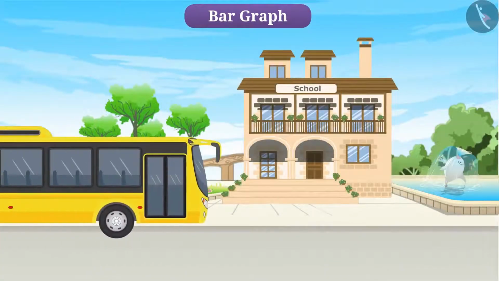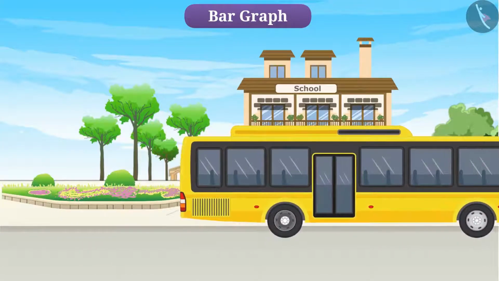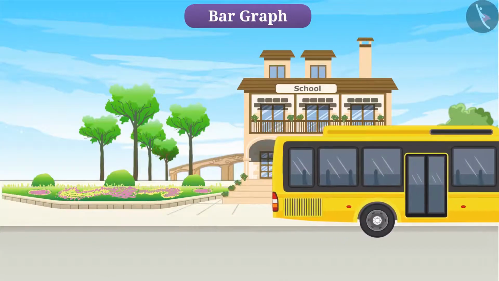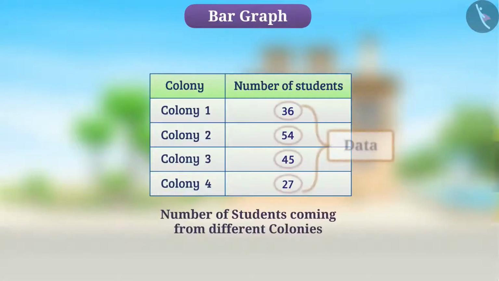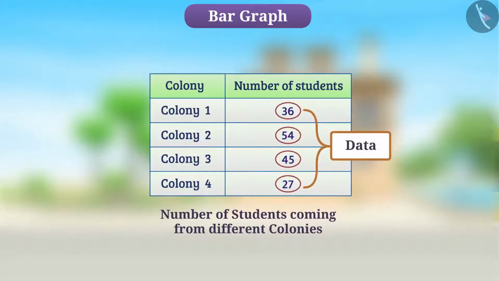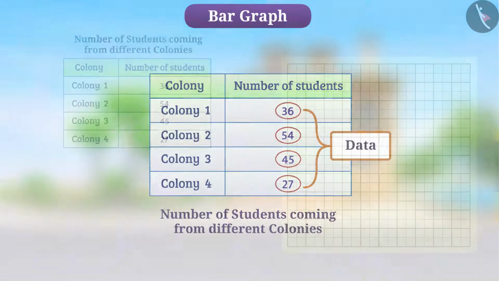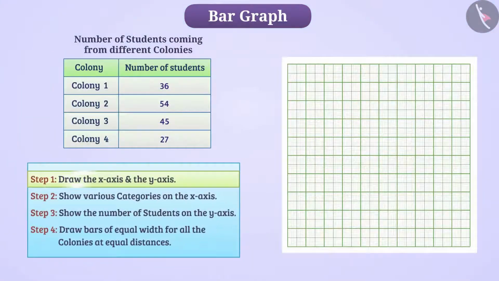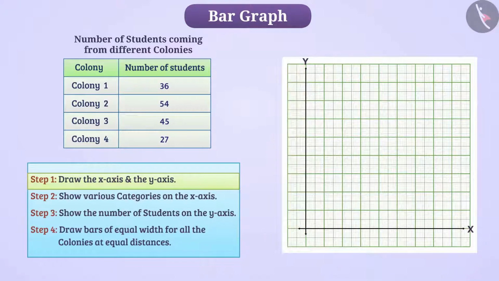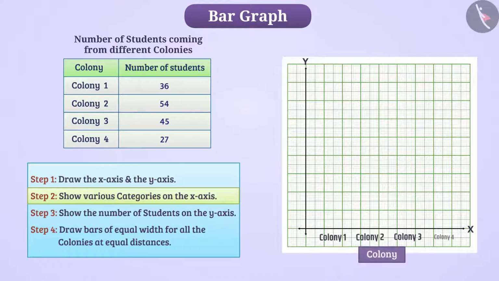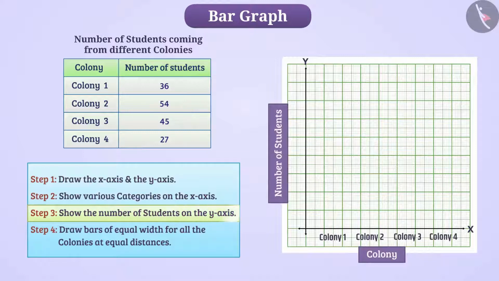The number of students coming from different colonies in a school are shown in the following table. Let us display this data in the form of a bar graph. First, we will draw the x-axis and the y-axis. Now we will show various categories on the x-axis, like here, name of colonies. We will show the number of students on the y-axis.